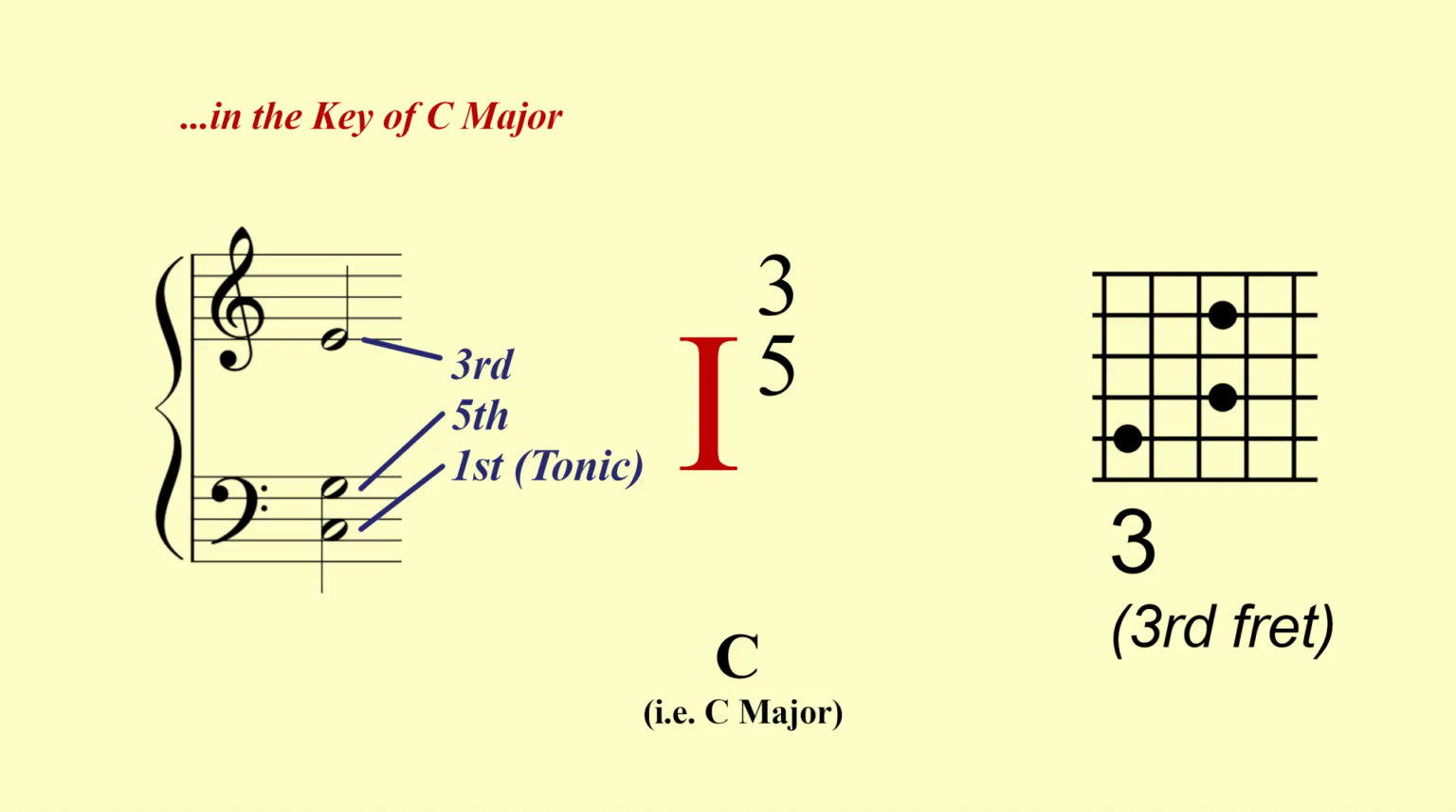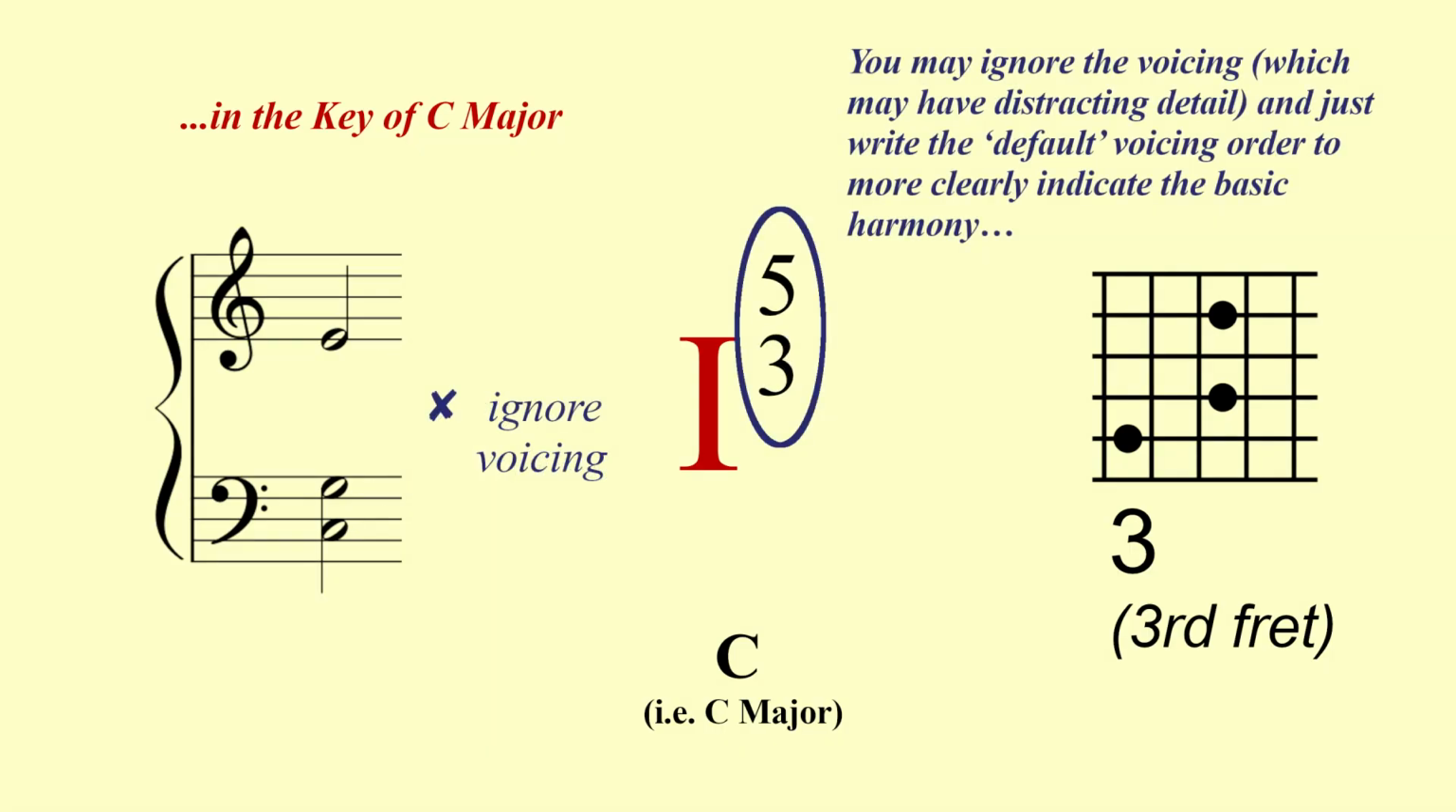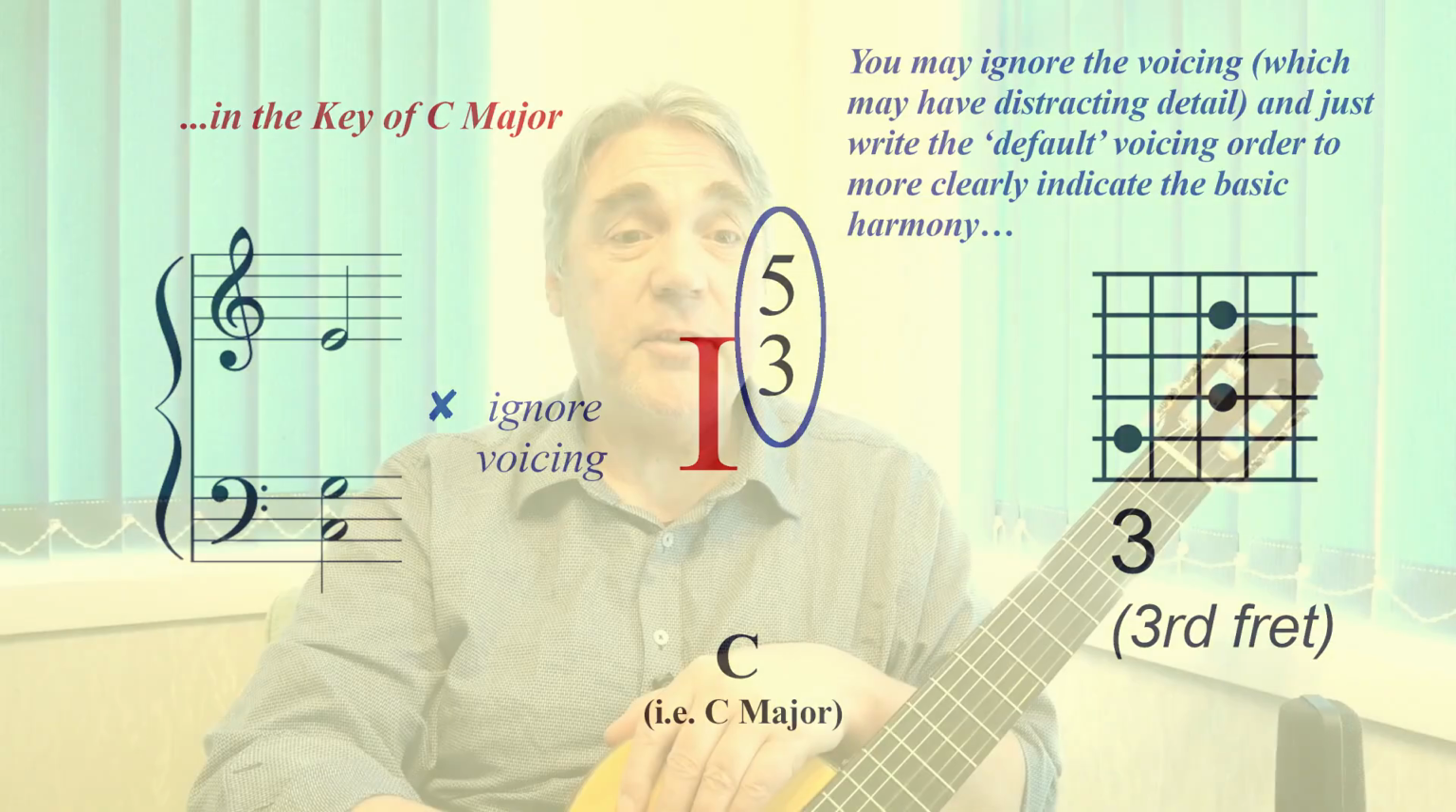You don't have to put the figures in the order they appear in the chord. You could write that 3-5. In fact, it's historically more common to omit or ignore the order of the voices, known as the voicing. Writing the figures in the order they appear is a modern thing, so you'll see both. However, I've put the voices in the order they appear.